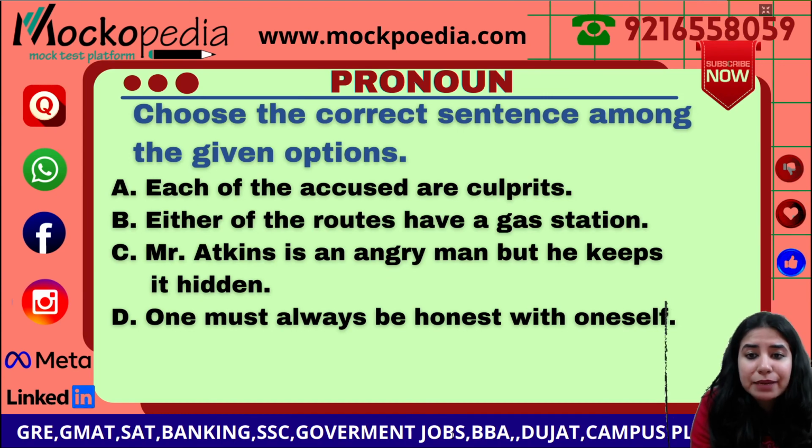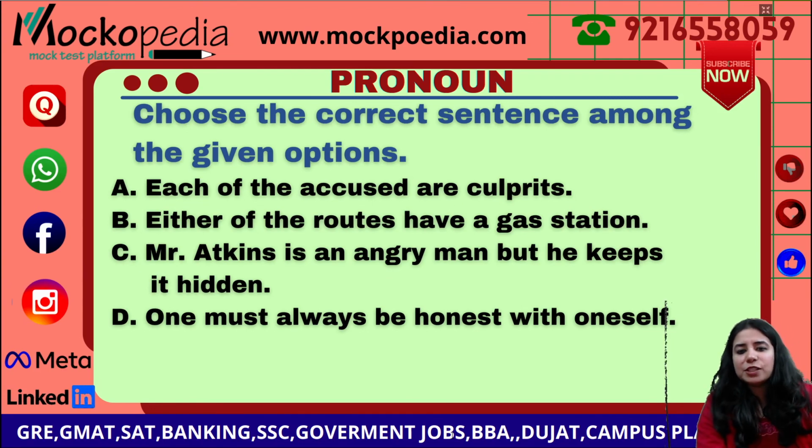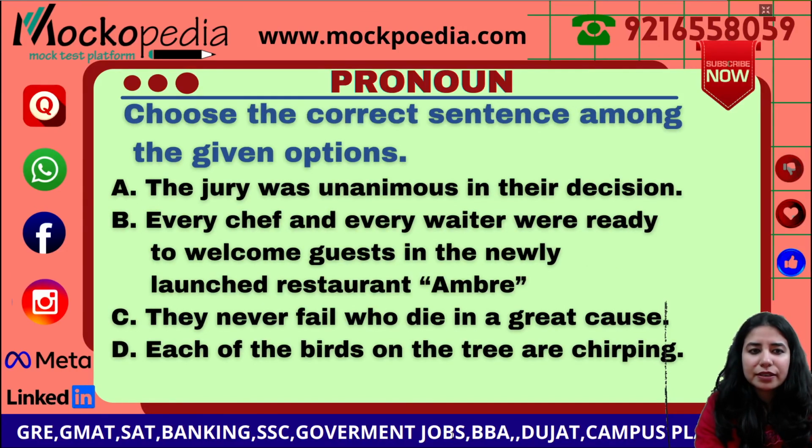Coming to C, Mr. Atkins is an angry man, but he keeps it hidden. So you will see it refers to anger, which is not there in the sentence. So it's an implied idea. It's an error of pronoun ambiguity. So C is also incorrect. So that leaves us with D, which is the correct answer. One must always be honest with oneself, right? So that would be the correct one, right? Let's move to the next question.